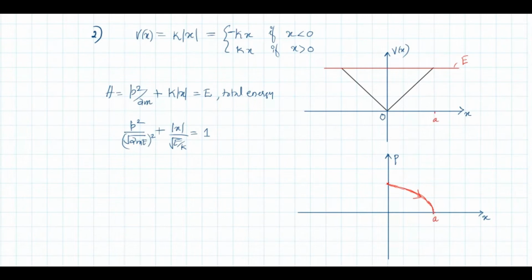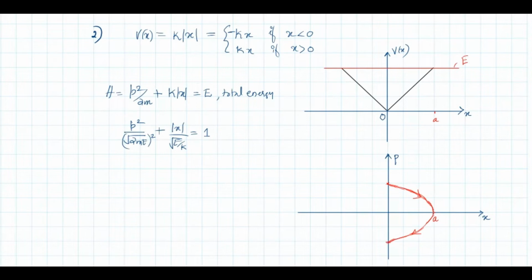Beyond x equal to A, this potential energy will cross the total energy. That is, kinetic energy becomes negative. That is not possible. So the particle can go up to x equal to A. Then its momentum becomes 0, and then the particle will come back.